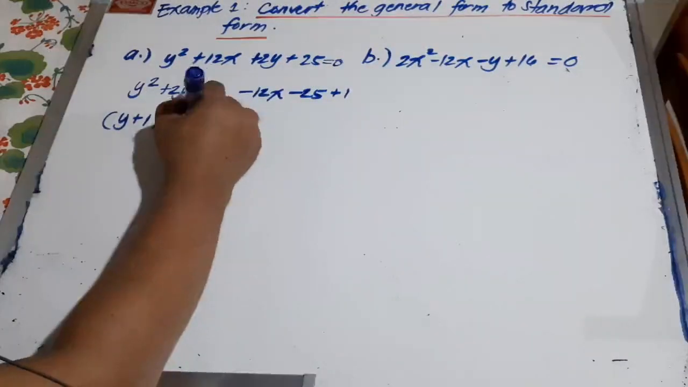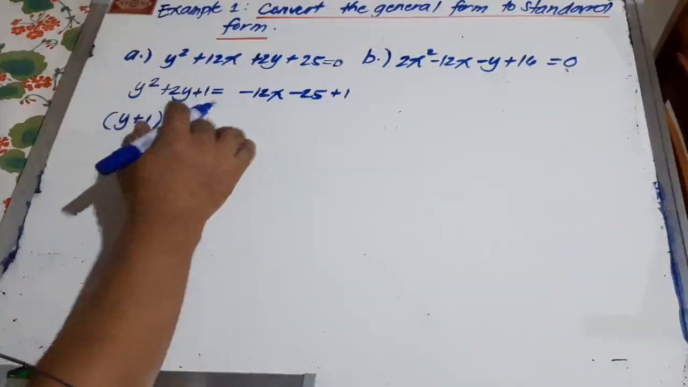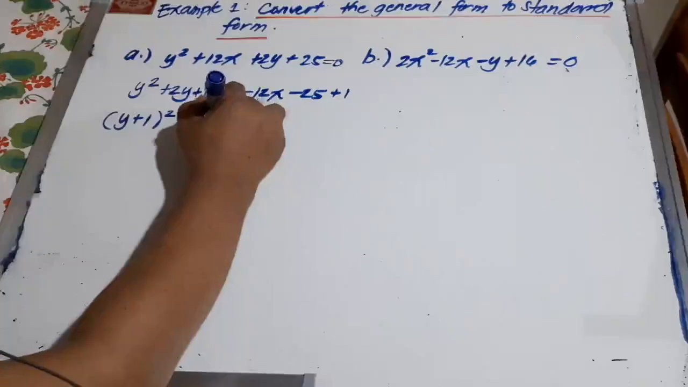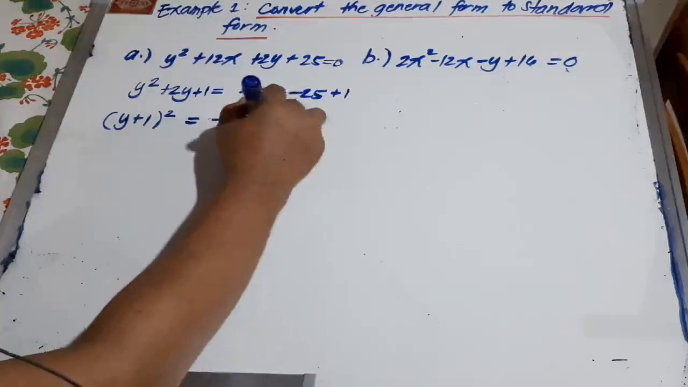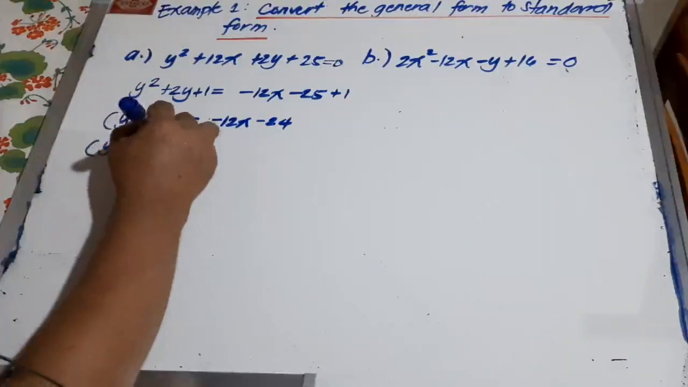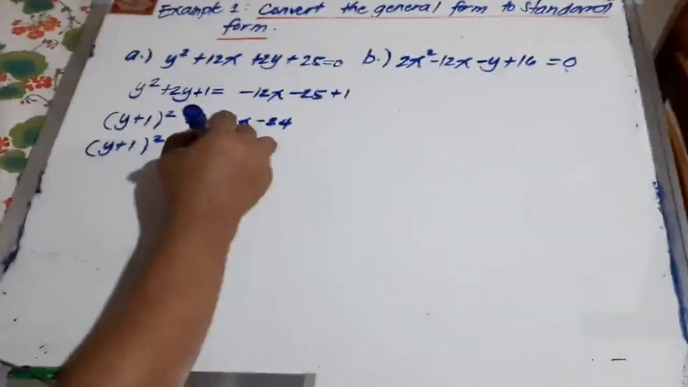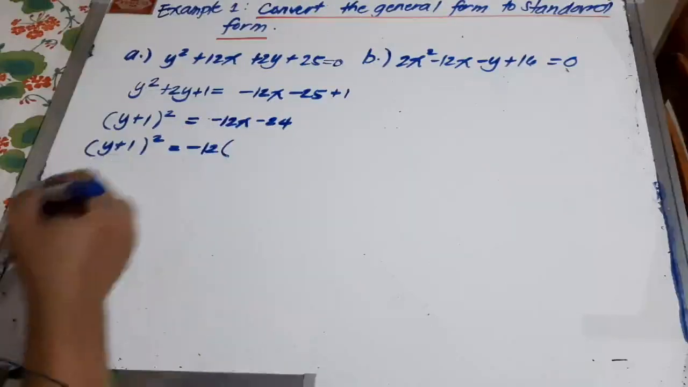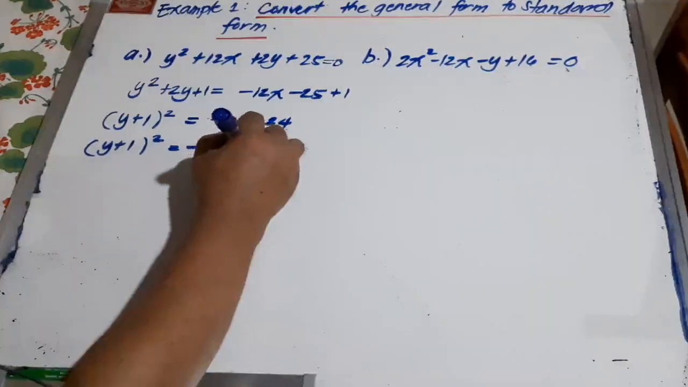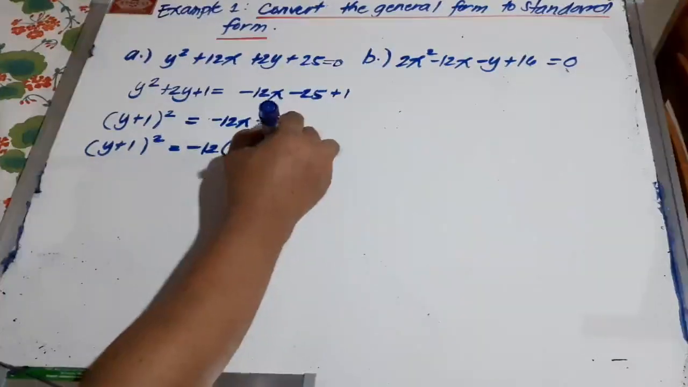Now, I'm going to factor out negative 12. By the way, I can subtract these two. So we have negative 12x minus 24. Okay, so we have y plus 1 squared. We can factor out negative 12, kasi dapat yung ating x term has a coefficient of 1. So negative 24 divided by negative 12 is positive 2.